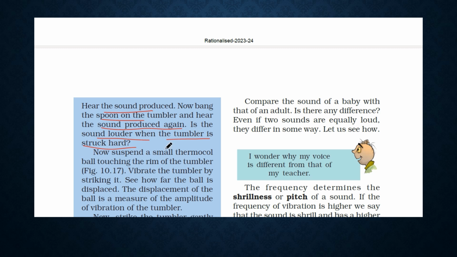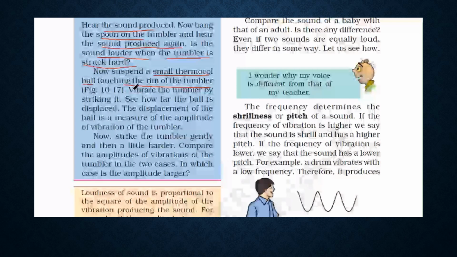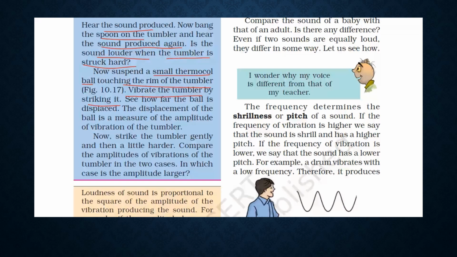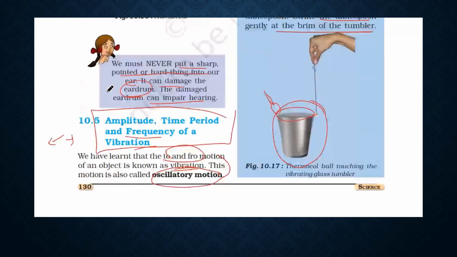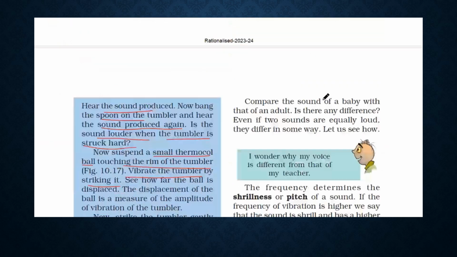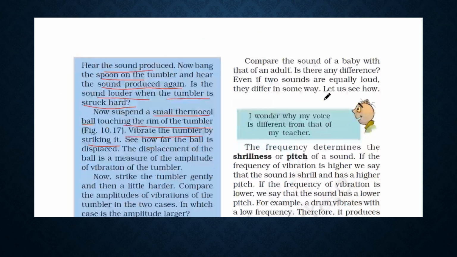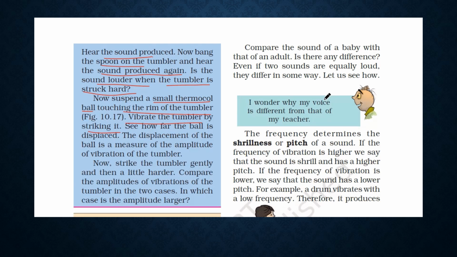Now suspend a small thermocol ball touching the rim of the tumbler. Vibrate the tumbler by striking it. Now you are placing a thermocol ball here, and with that you are striking the tumbler, touching the rim of the tumbler. See how far the ball is displaced. You should see how far the displacement of the ball is happening. The displacement of the ball is the measure of the amplitude of vibration. So the tumbler is vibrating.